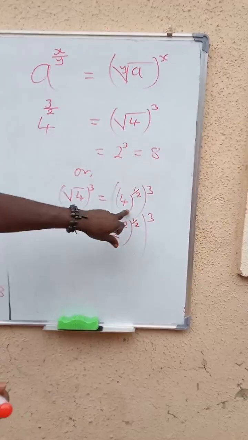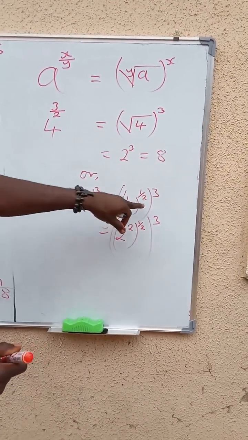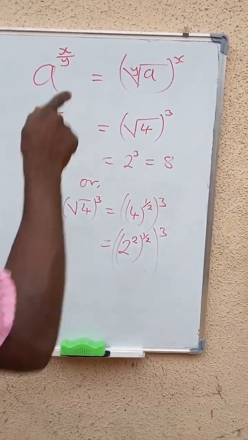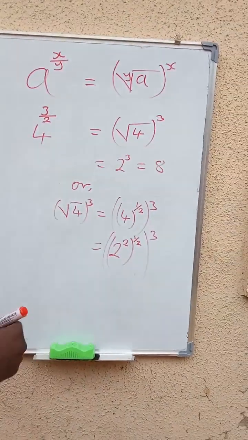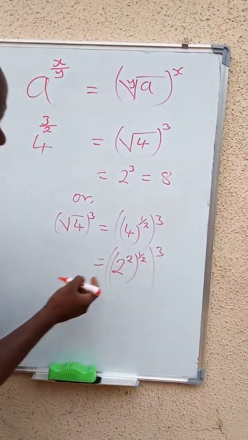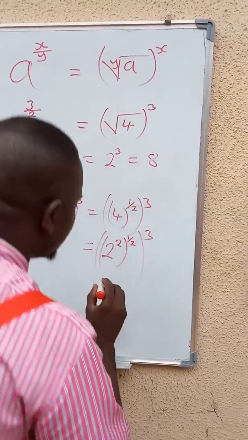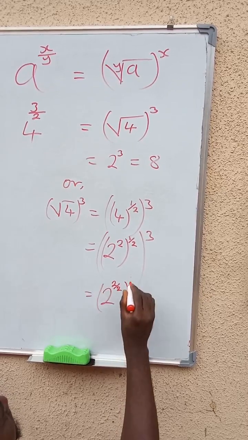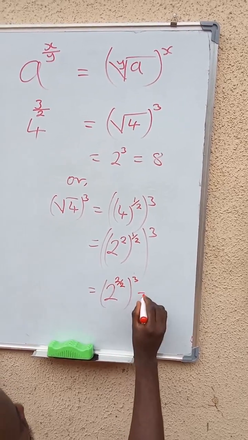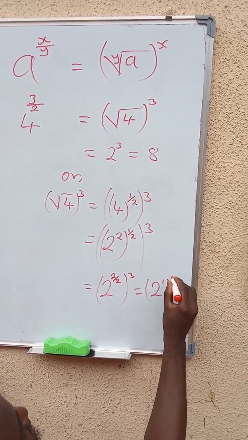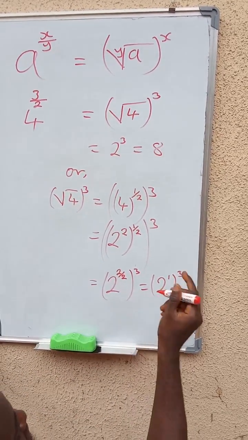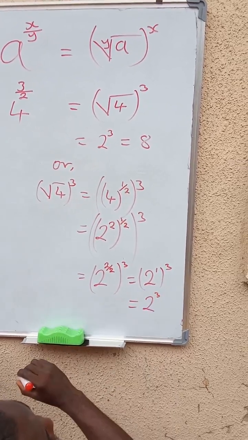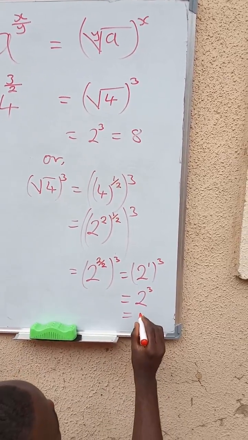I'm breaking this down so that instead of me writing the root, this root is 1 over 2. If I have cube root, it's 1 over 3. If I have fourth root, it's 1 over 4. So this one now, 2 times 1 over 2 is 2 over 2, which will give me 2 raised to the power of 2 over 2, raised to the power of 3. 2 over 2 is 1, which will give me 2 raised to the power of 1, raised to the power of 3. And 2 raised to the power of 1 is 2, which is 2 raised to the power of 3. And this will give me 8.